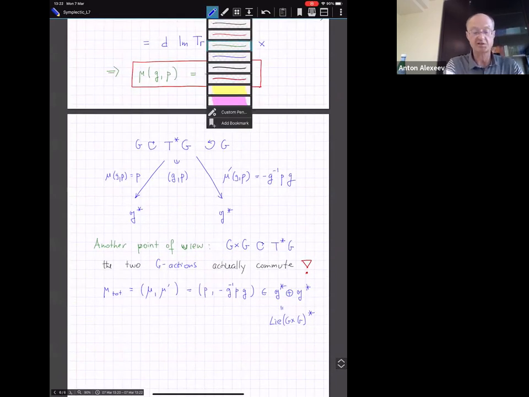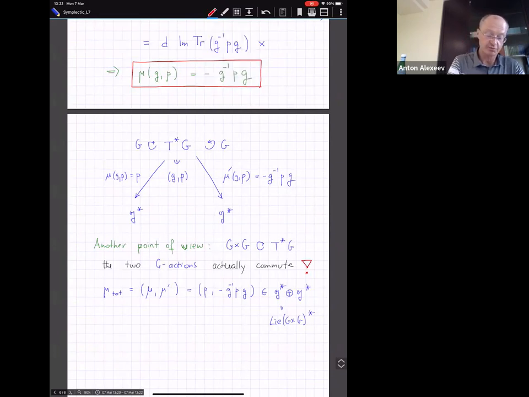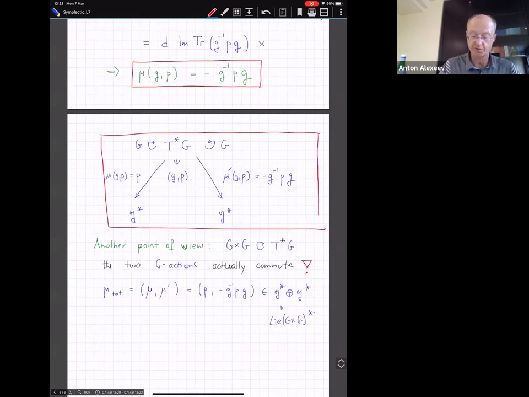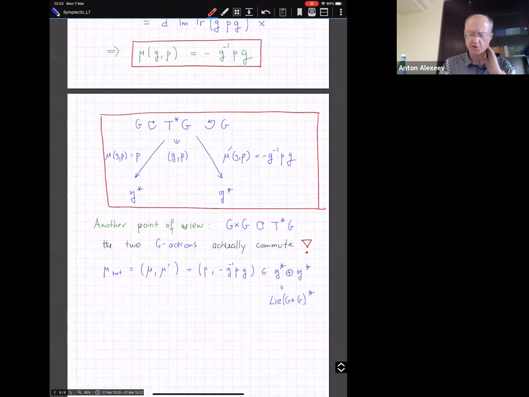So as I said, this example is somewhat cumbersome, but we'll see later on that this is super important. Not today, but at the next class, we're actually going to use it, and we'll be using it on many occasions. So this is in some way a master example for Hamiltonian G spaces, and it's very convenient that it has two G actions.